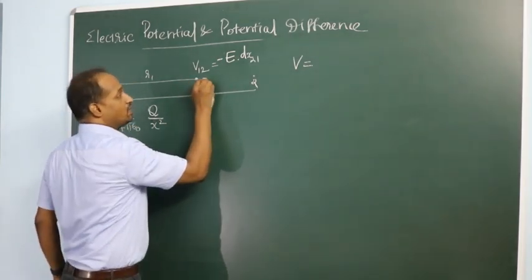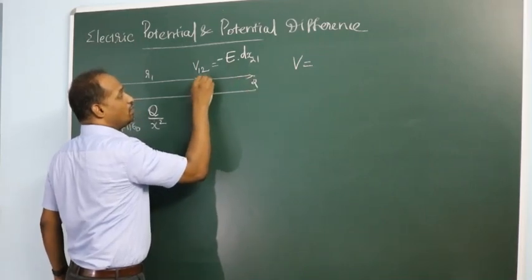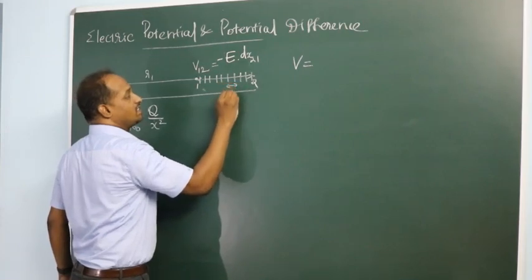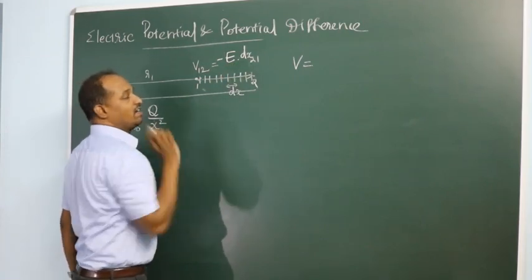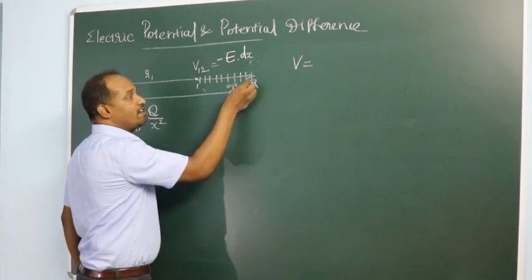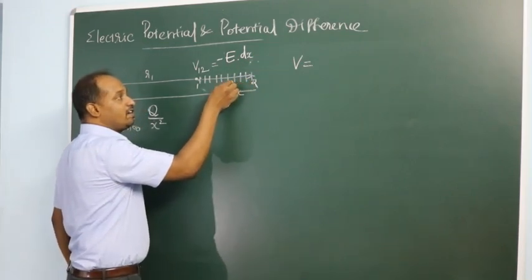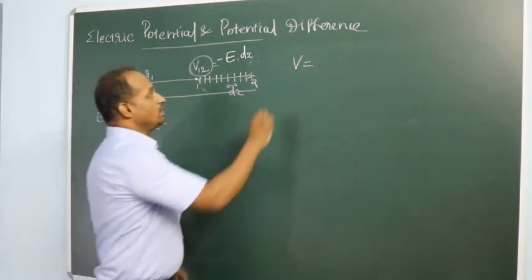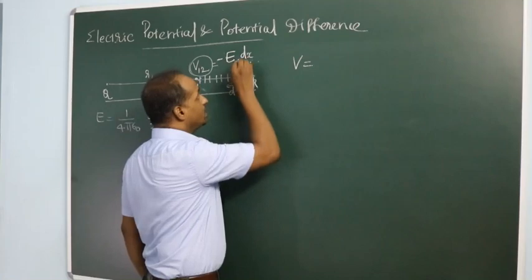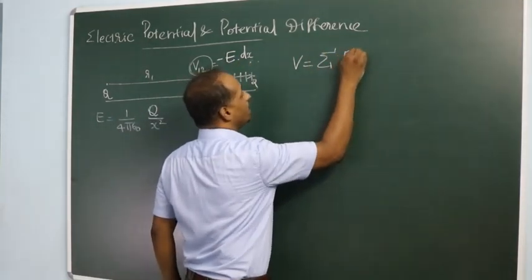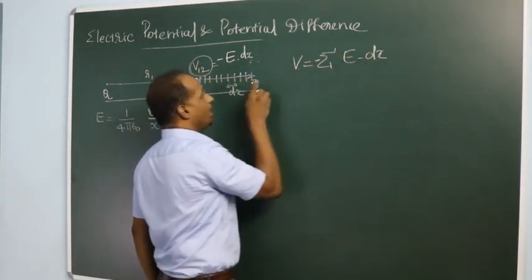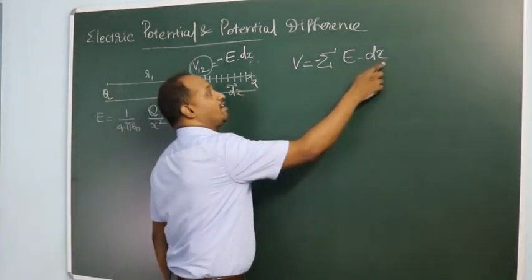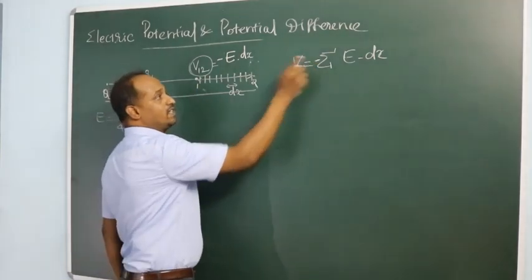So what you have to do is split this total distance into small distances dx. Within the small distance dx, the work done is E dot dx. Then E dot dx, E dot dx, E dot dx. If you sum up all that, you will get the total potential difference V12. That is why the total potential difference V12 is the sum of all E dot dx from point 2 to 1. The difference from 1 to 2 is the sum of E dot dx from point 2 to 1 with a negative sign.